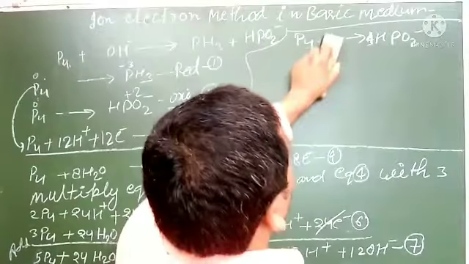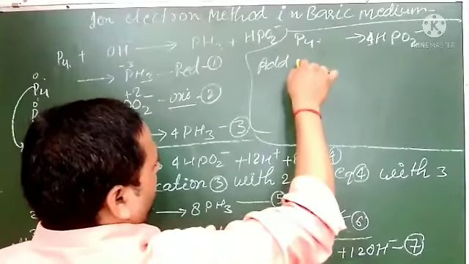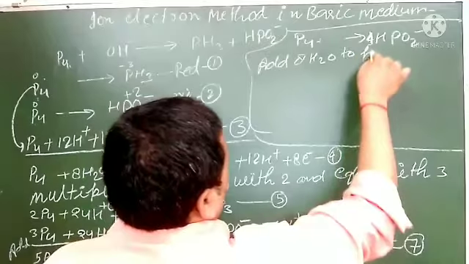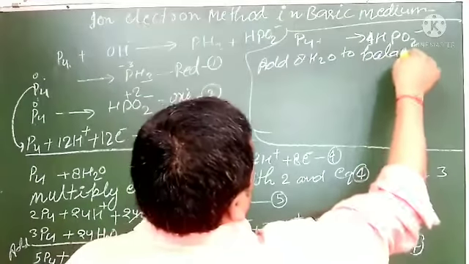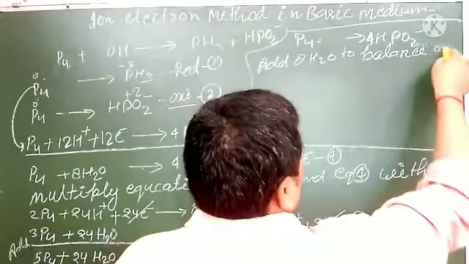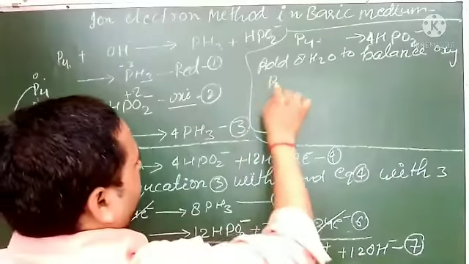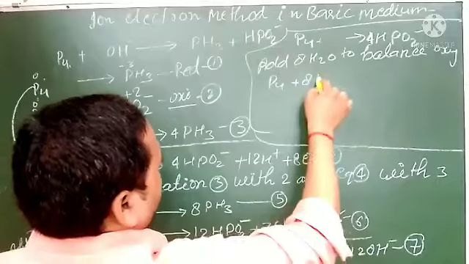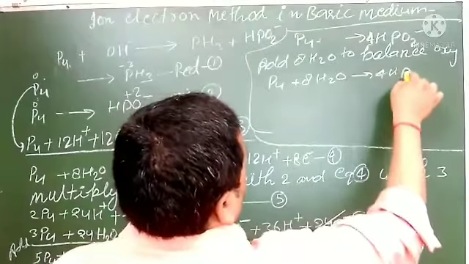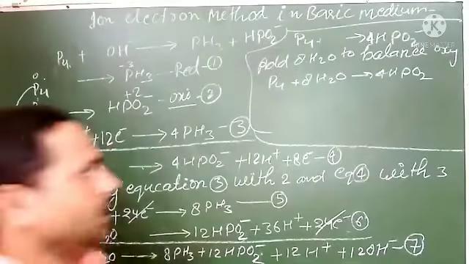So like this we can also write here like this. Add 8 H2O to balance oxygen like this, or directly we can add here. So what will be P4 plus 8H2O gives out 4HPO2.